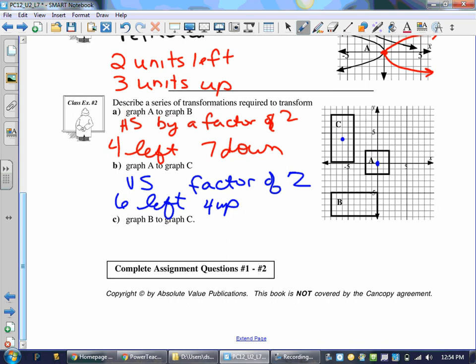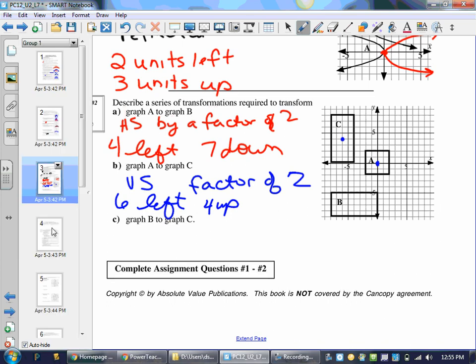You could actually go from B to C, you could shrink it horizontally and stretch it vertically, and then just move it up. I think that's way easier than flipping over the line y equals x. I think that's confusing, but anyway. Okay, so let's go on to the next page.